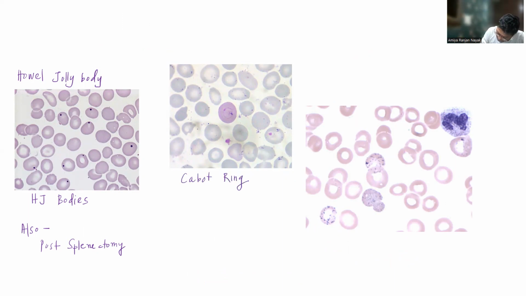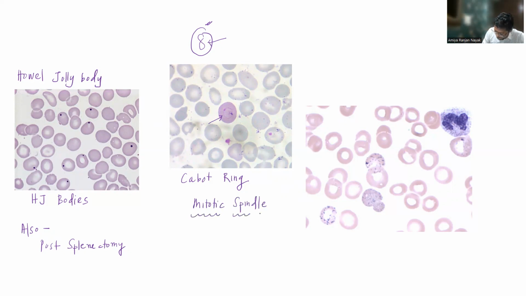Now, as you can see, this is a ring inside the RBC. Sometimes it takes up a figure of 8 appearance also. Here it is a complete ring-like structure. This is more commonly asked in the exams. This is nothing but a mitotic spindle. Okay.